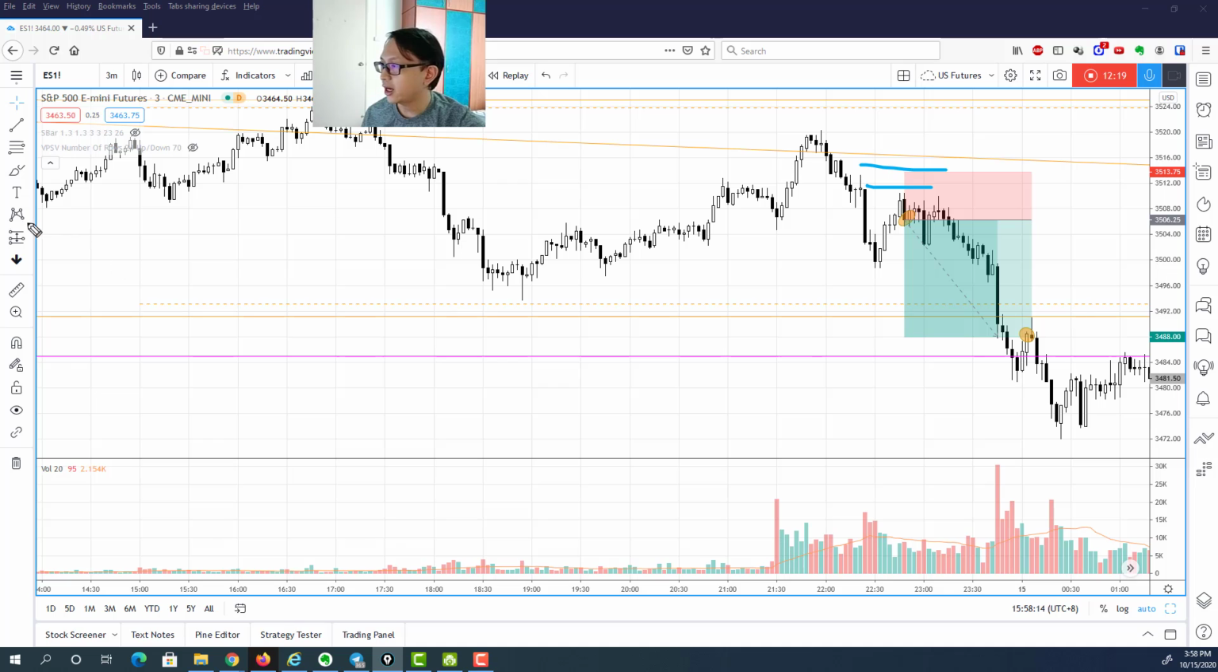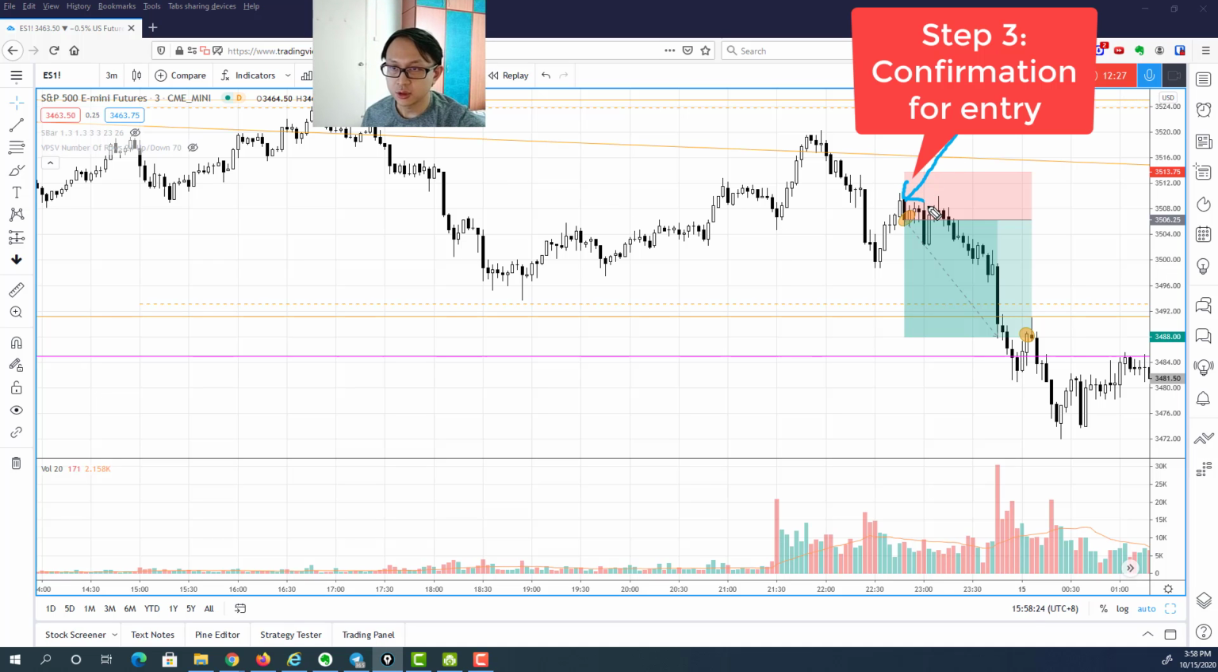And the third thing, which I already mentioned in one of my earlier videos, is definitely a confirmation. This is the last step. I want to see some kind of confirmation before I enter a trade. Otherwise, we don't really know when the pullback is ending.